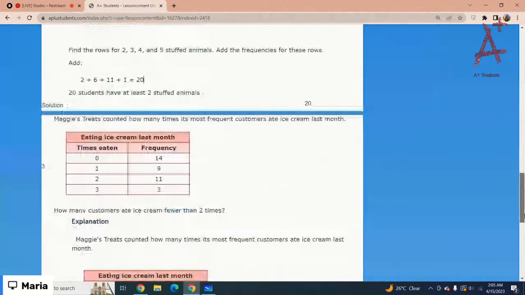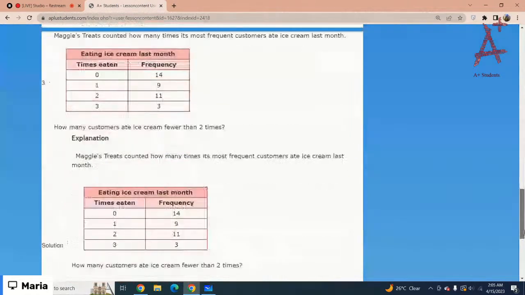Okay, the next example is Maggie's Treats counted how many times its most frequent customers ate ice cream last month. How many customers ate ice cream fewer than two times? So fewer than two, you have two numbers, 1 and 0. They are fewer than 2.